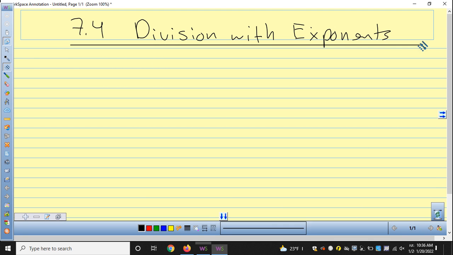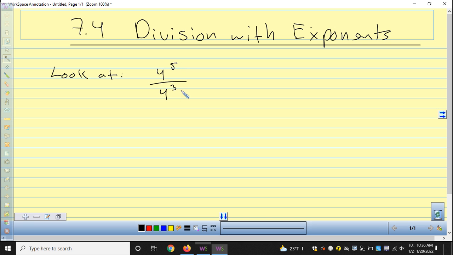All right, so we're going to do like we've done with our other rules so far, and look at some examples. We're going to start with 4 to the 5th divided by 4 to the 3rd. This is the kind of thing we're talking about today, where we have something raised to a power divided by something with the same base raised to a power.